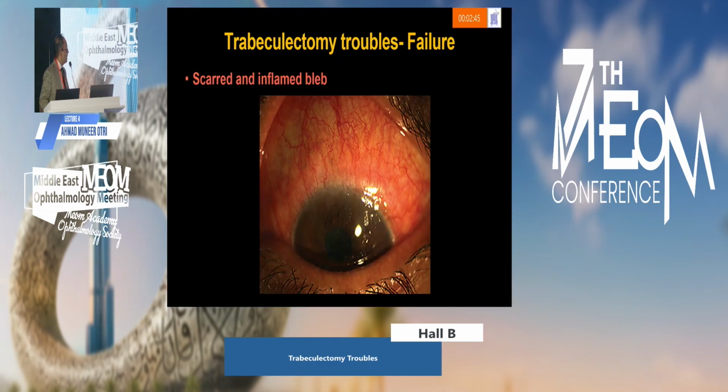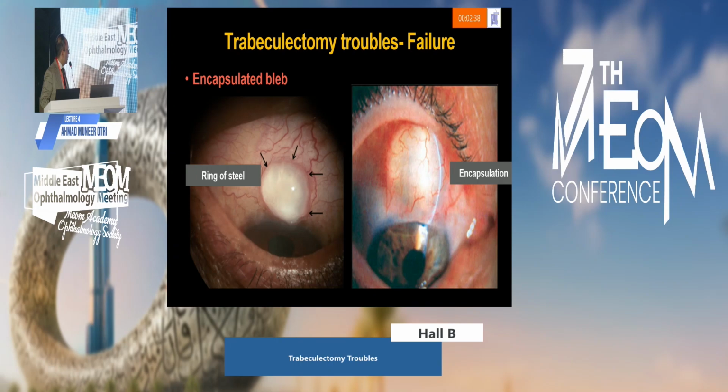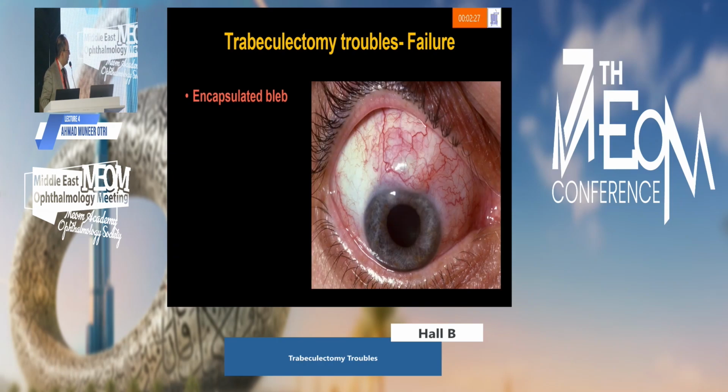Now, the opposite is the actual scarring and inflammation. And if you have a case like this, you know it's a bad prognosis. However, if you have cases like this, you can simply remove the scar tissue from the edge, and that will give you good flow, especially if you combine this with mitomycin or 5-FU injection.